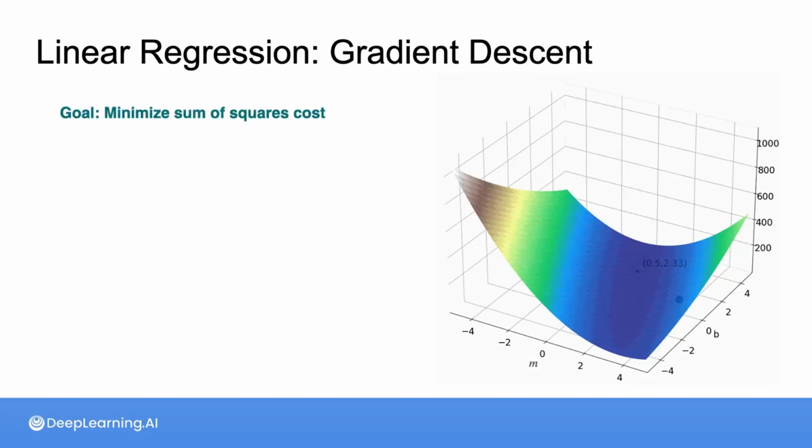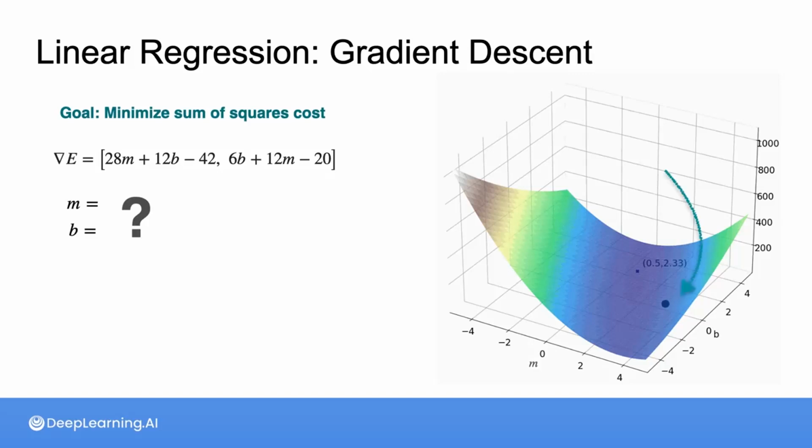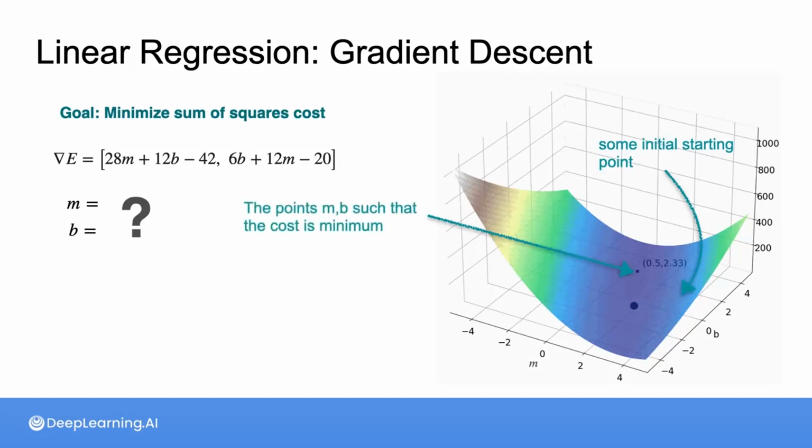The idea is to minimize the sum of squares cost, and this was the gradient. So all you need to do is find the optimal m and b. For this, you have to first start at some initial starting point, and then the points m, b such that the cost is minimum is over here. So what you do is you take tiny steps descending until you find the minimum.